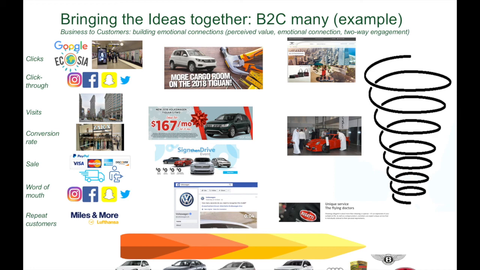On the left-hand side, we have this idea of AIDA, and in this case, we go from clicks to click-through, visits, conversion rate, sale, word of mouth, and repeat customer on the left-hand side. And for cars, we hope that the customer goes through this process several times, let's say every 5 or every 10 years. And hopefully, that's the lower arrow, every time he actually buys a bigger car.